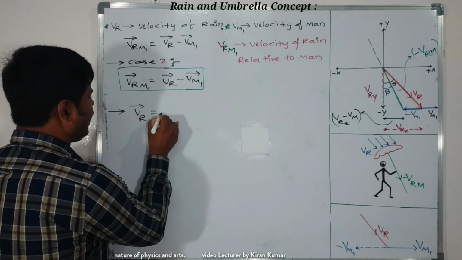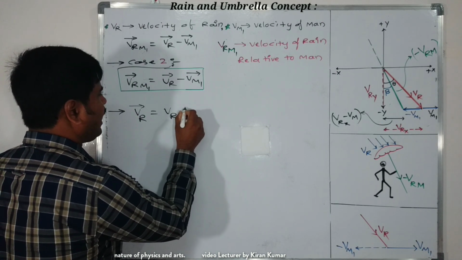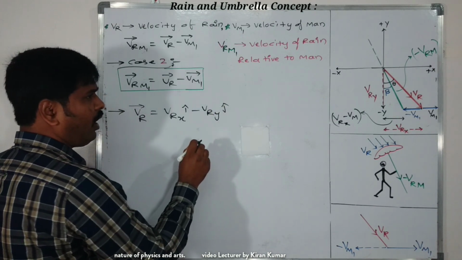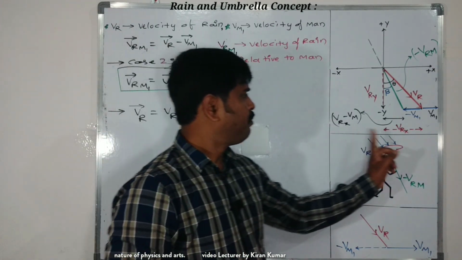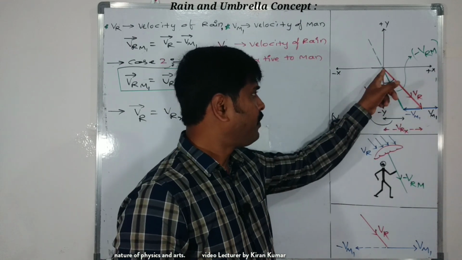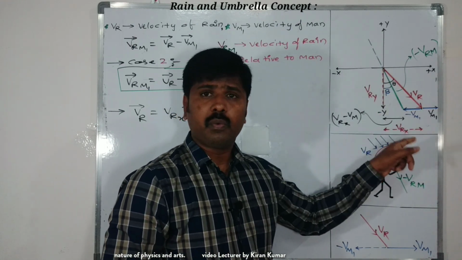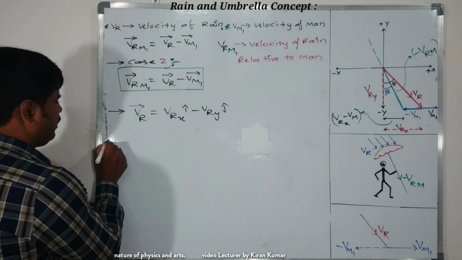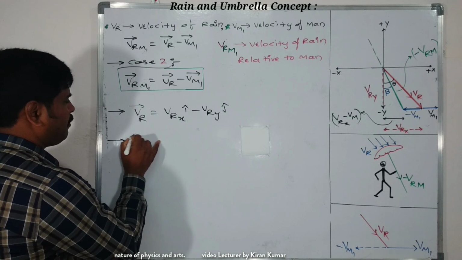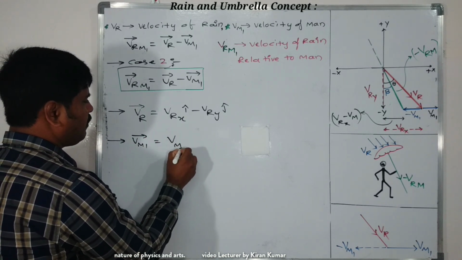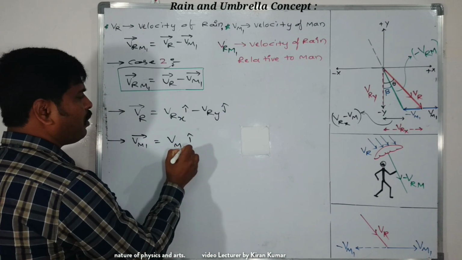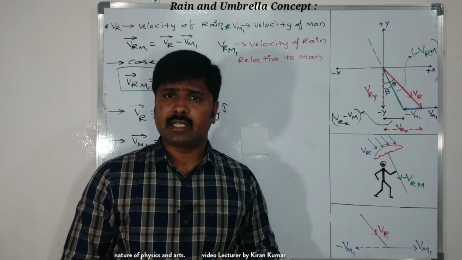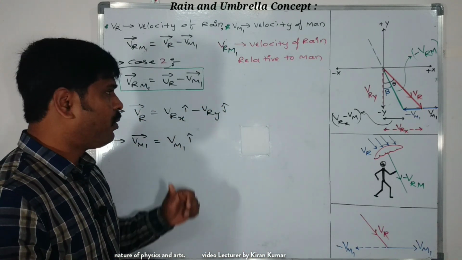Vr bar is equal to Vrx i cap minus Vry j cap. Vrx is along the positive x-axis and Vry is along the negative y-axis. That's why the negative is taken here. Then Vm1 bar is equal to Vm1 into i cap only. This is only along the direction of the positive x-axis, that's why only i is taken.